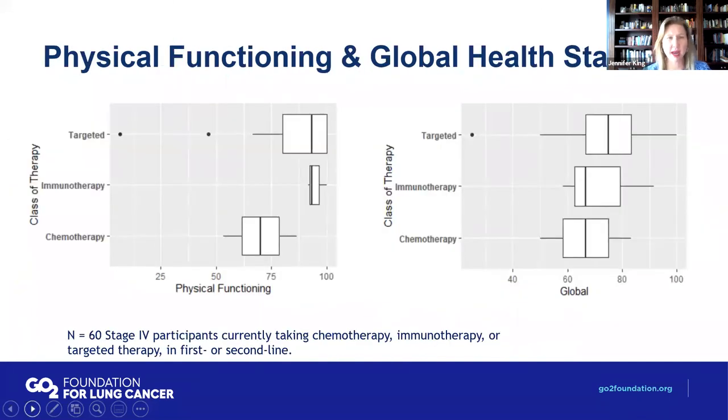Next slide. And we're starting to see really interesting trends on physical functioning and global health status too. We can already tell, even from early data, we pulled out just first and second line stage four participants who should be fairly comparable. And you can see that physical functioning on chemotherapy alone is a little bit less than how people are doing on targeted or immunotherapies. So we can already see differences in classes of treatment. We want to get more data and go down more granularly to look at different types of treatment within these classes, to help understand what the full picture of living with lung cancer looks like now in this new era of many different drugs for this type of disease.